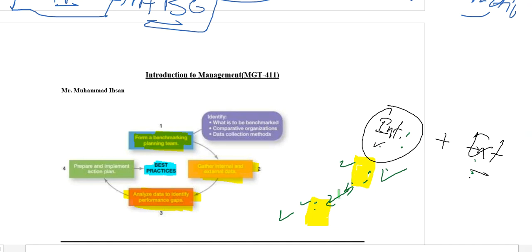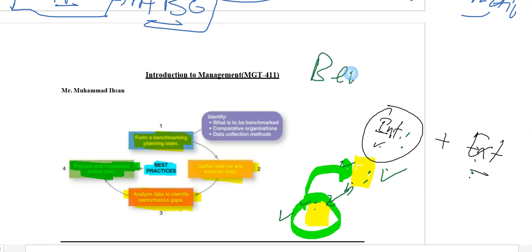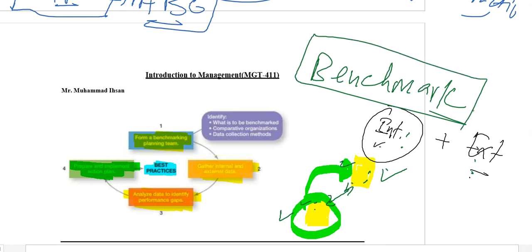After analyzing the gap, we will prepare and implement an action plan. Then we will try to fill and reduce this gap, and we will implement the plan which we have already made. This is the way we can reach from here to here, and we can set a benchmark for our competitors or for others in the society and the industry.